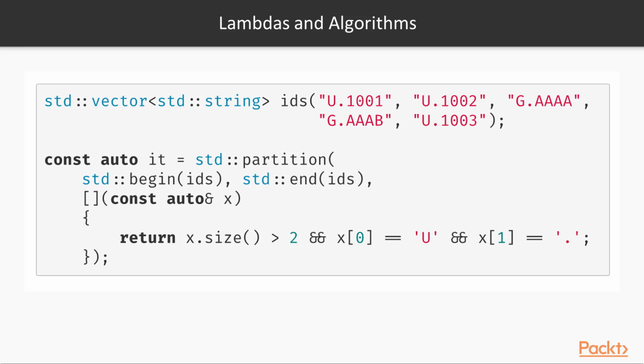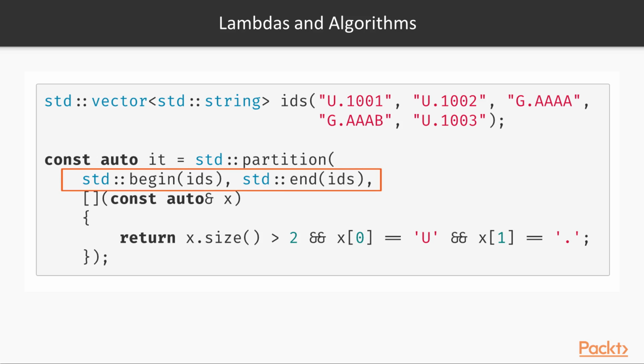Here's an example. Imagine that we have a system where we have string IDs, and IDs referring to users begin with a "U." notation, and IDs referring to groups begin with a "G." notation. And let's say that we have a heterogeneous set of IDs, and we want to partition it so that all the users are on the left side and all the groups are on the right side. We might invoke std::partition as follows.